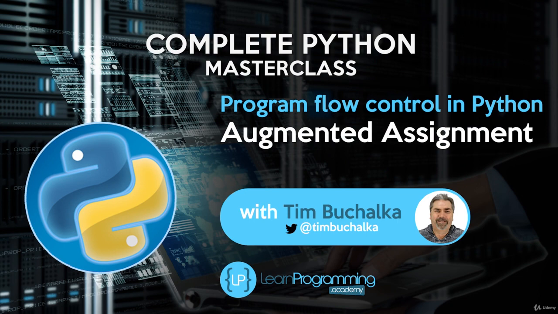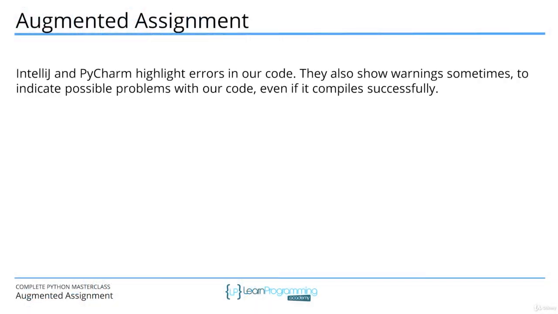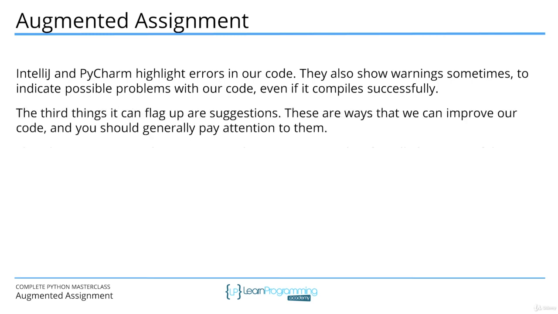In the last video, I ended by talking about the term Augmented Assignment. IntelliJ and PyCharm highlight errors in our code. They also show warnings sometimes to indicate possible problems with our code, even if it compiles successfully. The third thing it can flag up are suggestions. These are ways that we can improve our code, and you should generally pay attention to them.